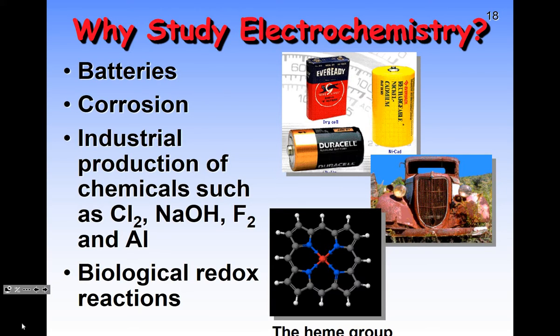So why study electrochem? This is your first little part. I think it's the second part down. I mixed stuff up a little bit, so you're going to have to follow me along. Why study electrochem? Because it's all about batteries. It's about corrosion on our cars. It's about the production of chlorine and sodium hydroxide for soaps. It's for fluorine, for strong teeth, for our aluminum cans. It's also that a lot of our biological systems are using redox reactions.